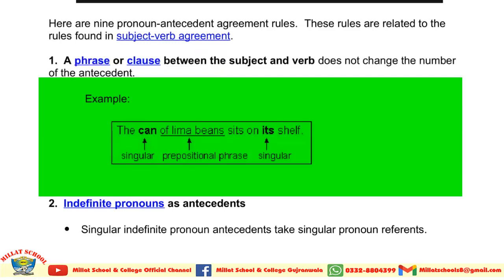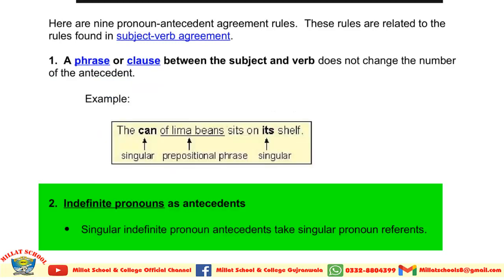Here is an example in front of you. The can of lima beans sits on its shelf. Here the can is singular, so the word its is used for it. It is also singular. So the phrase or clause between the subject and verb does not change the number of the antecedent. Now I am coming towards the second subject verb agreement component.